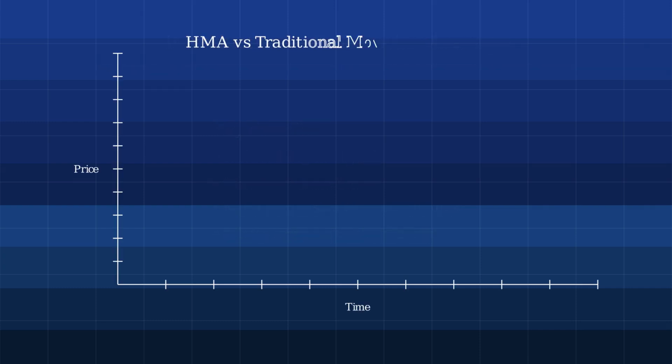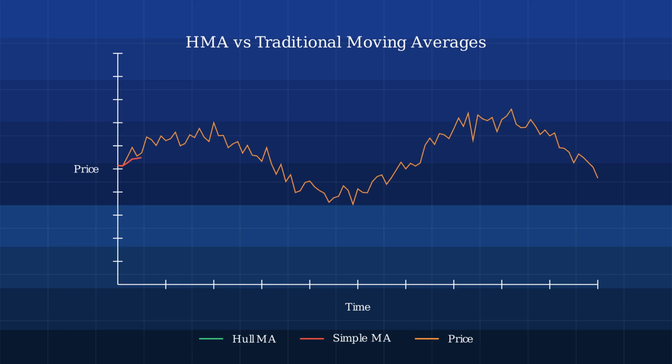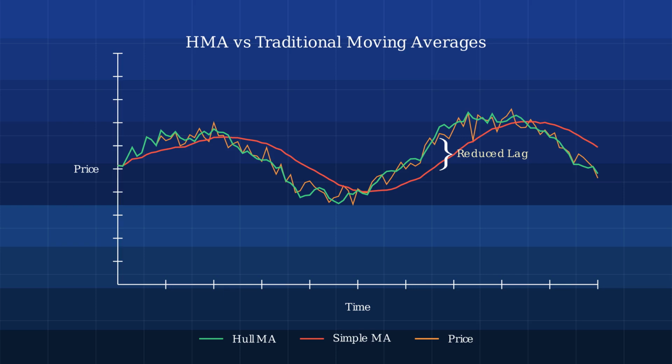When comparing Hull Moving Average to traditional moving averages on a price chart, the differences become clear. The price, shown in orange, moves with market fluctuations. The simple moving average in red follows with significant lag, while the Hull Moving Average, in green, responds more quickly to price changes while remaining smooth. Notice the reduced lag between price movements and the Hull Moving Average. This allows traders to identify trends and potential entry or exit points more quickly.